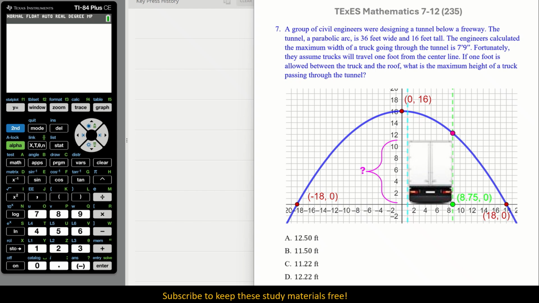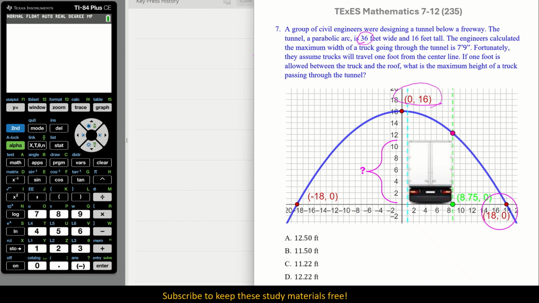Okay, so that being said, we've got our information here. If you notice, the height gave me this point, and the 16 feet I got here. Just like number 6, you had to divide it by 2. Now we know what the height of this truck is. It says here, what is the maximum height of a truck passing through the tunnel?